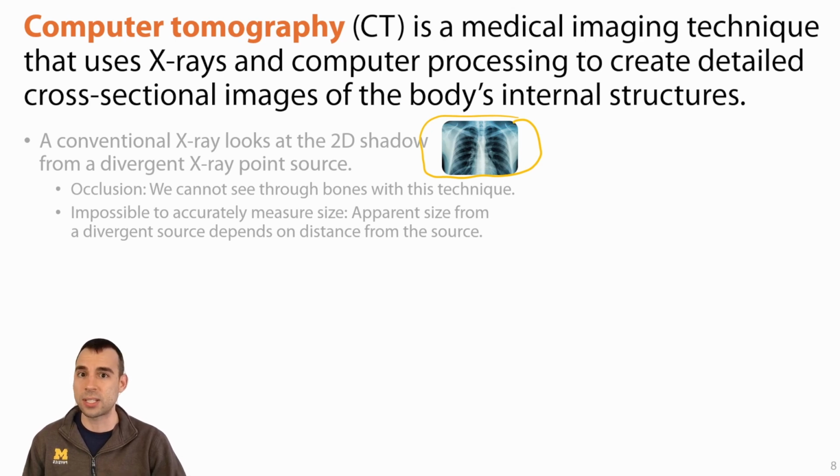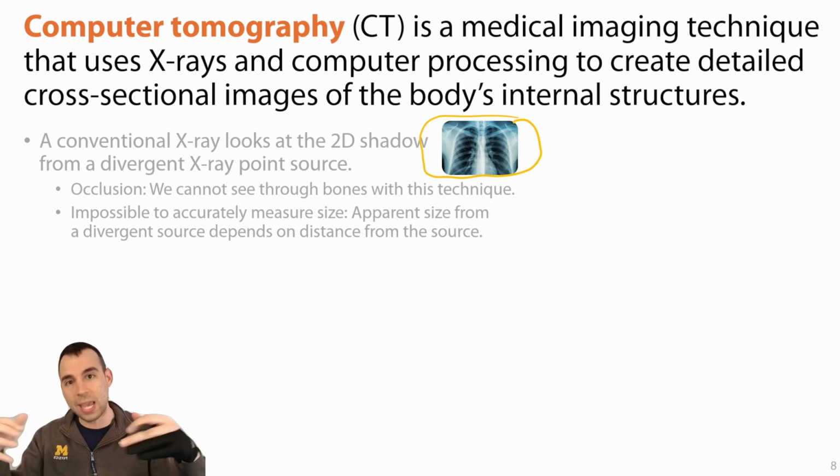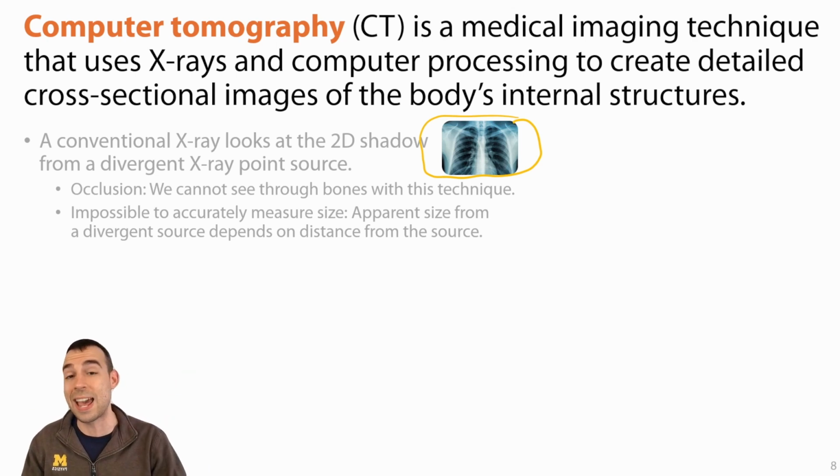They don't actually allow us to see through the bones themselves or the heavy dense material. We can just see where a dense material is and where a light material is, but we can't really distinguish throughout a dense material where the separate objects are. And also, conventional X-rays use a divergent source, so we can't actually get accurate measurements of size. The picture that we get on the back end depends sort of on how we set up the source and the object to absorb this radiation.